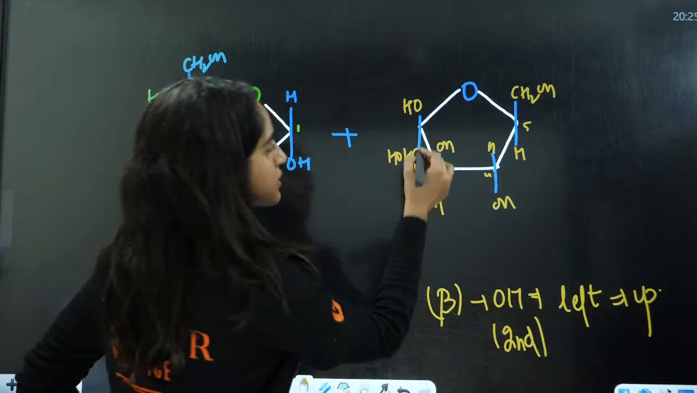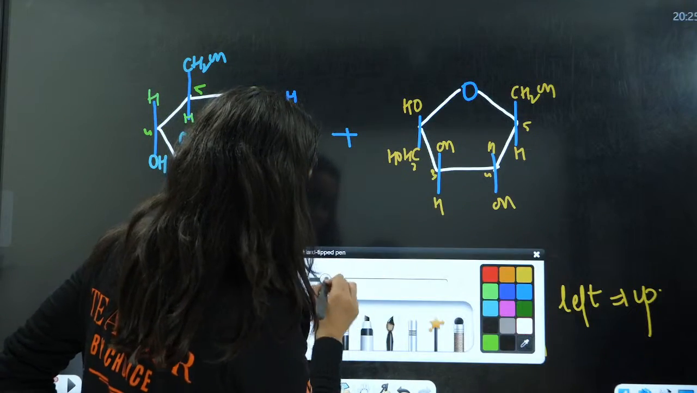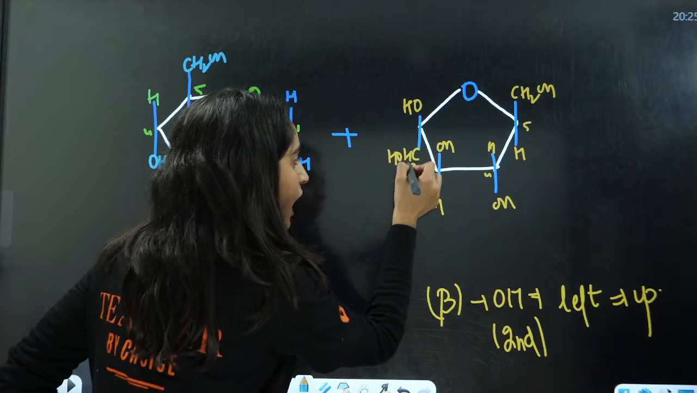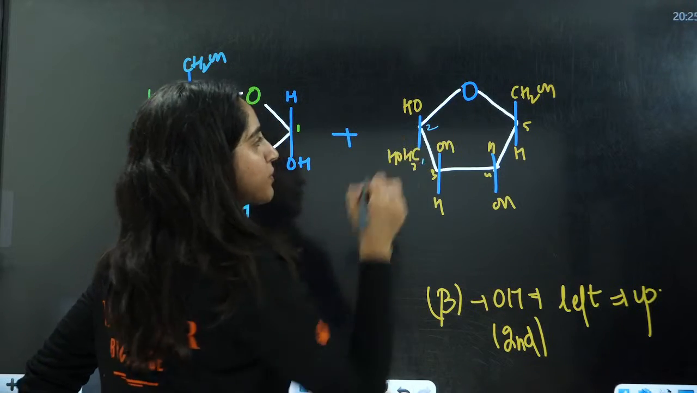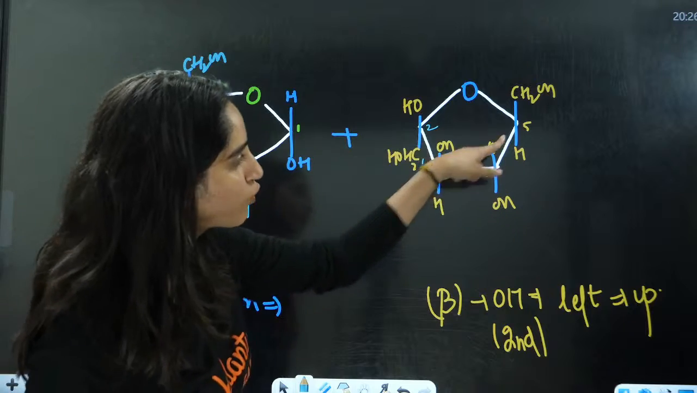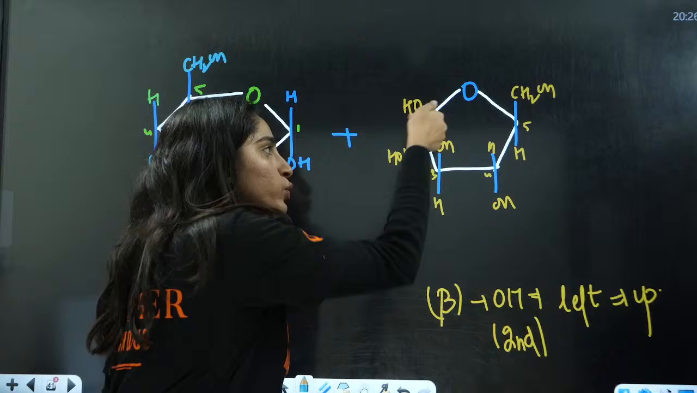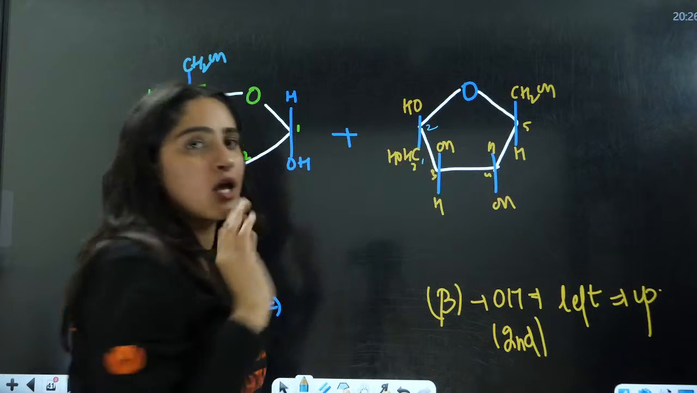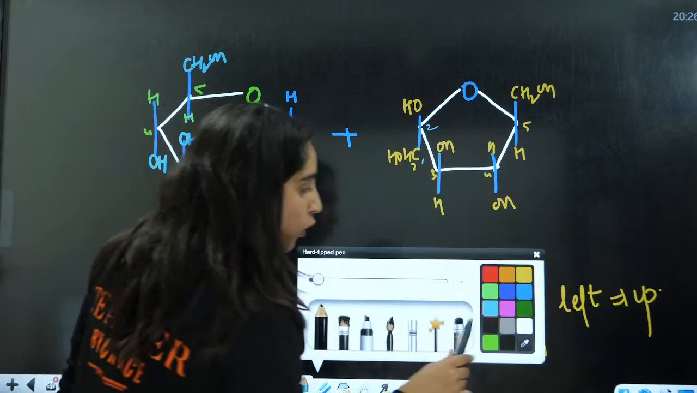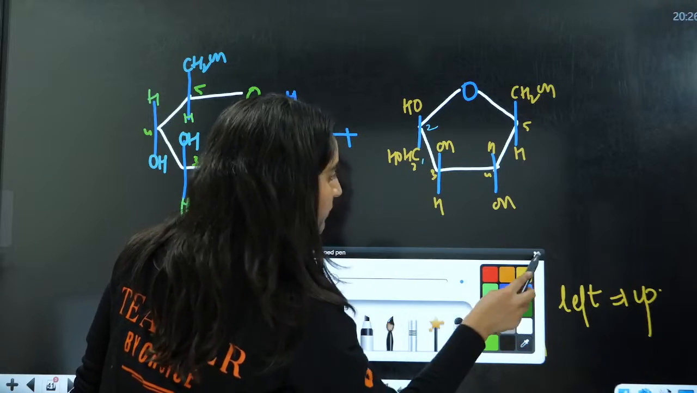This is the first carbon. This is the second carbon that I have taken. This is the first, second, third, fourth, fifth, sixth. I have not drawn it 1, 2, 3, 4. I have drawn it 1, 2, 3, 4. Why? Because I have to eliminate water here.